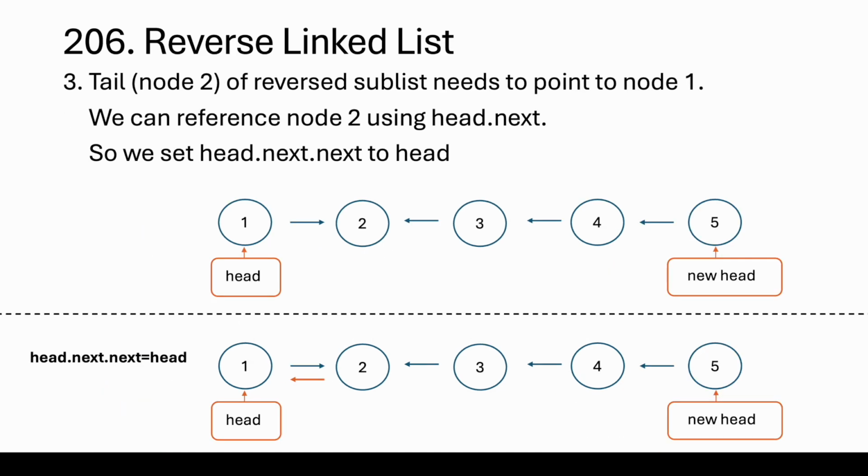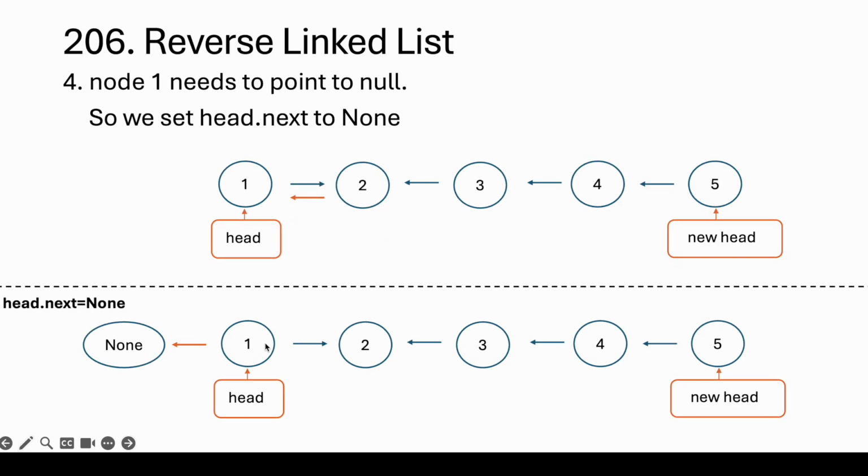Now, the tail of the reversed sublist, which is node 2, needs to point to node 1. We can reference node 2 using head.next, and then set head.next.next to head. Node 1 needs to point to null, so we set head.next to None.